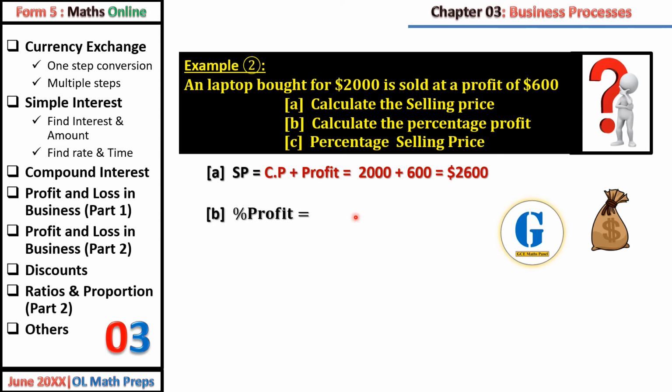Now calculate the percentage profit. Percentage profit, as we have seen previously, is profit over cost price times 100% over 1. And this gives us a value of 30%.